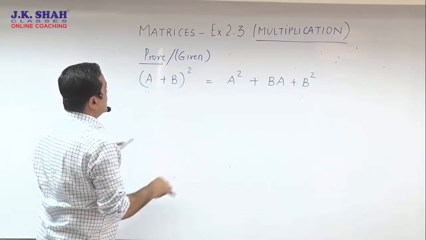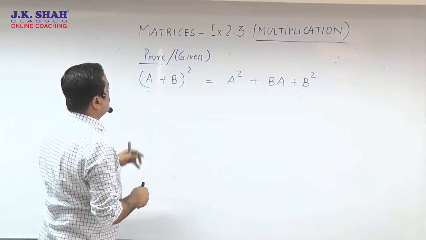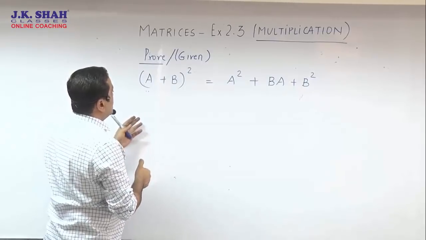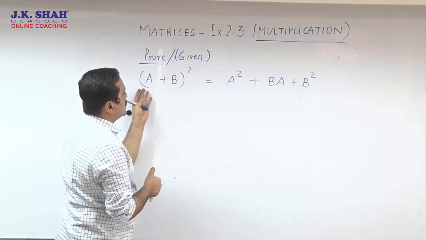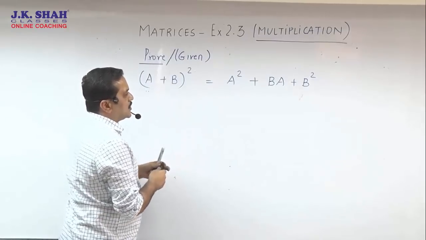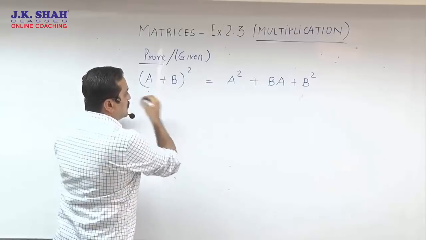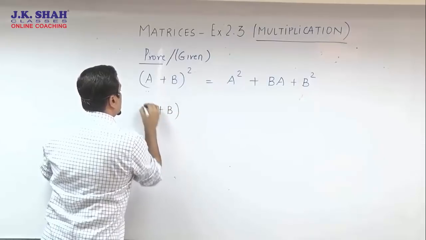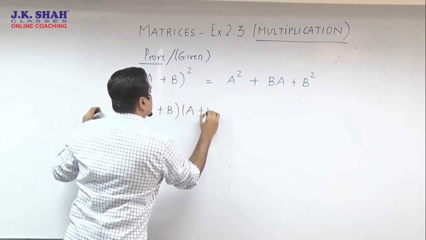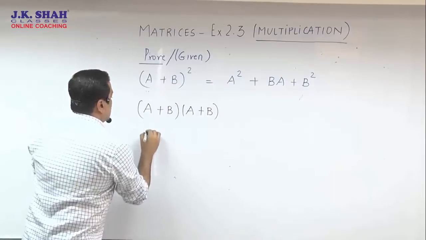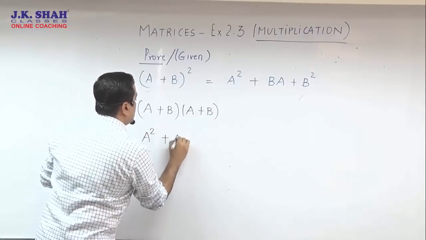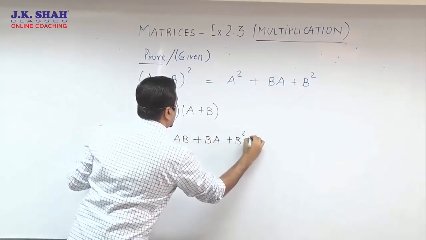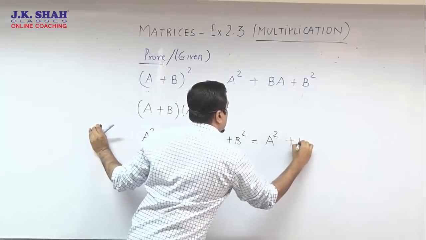Now exercise 2.3 is over, but the last sum which I had just solved, I would like to make my point very clear over here. Now let us say if they give me, prove this, or it's given to us this way, work out for your other variables A and B. Now please don't work on that, you need to simplify that. So one more last time before I close this exercise, A plus B into A plus B, then we open the bracket, A square plus AB plus BA plus B square, and that's equal to A square plus BA plus B square.